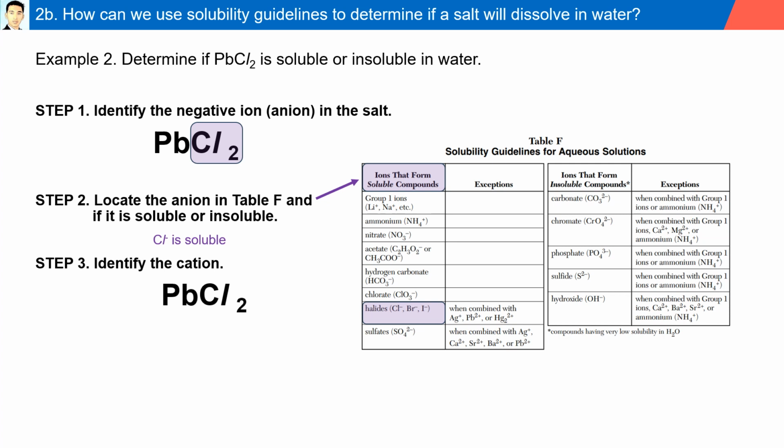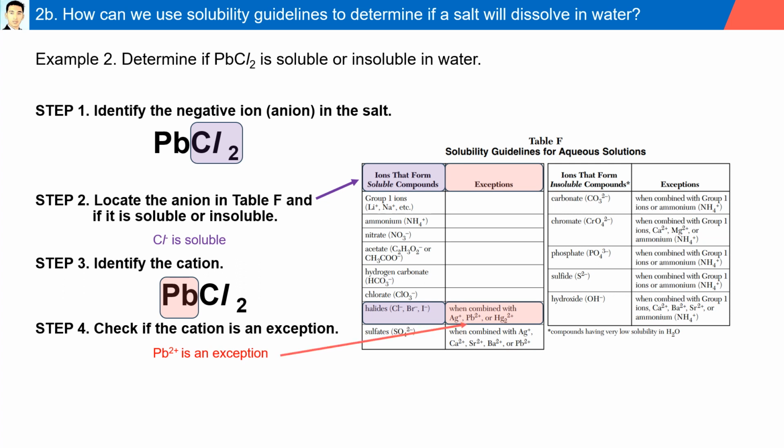Step 3, we identify the cation for PbCl2. Here it is recognized to be Pb. Next, we check if the cation has an exception. Pb is an exception. Therefore, PbCl2 is insoluble in water.